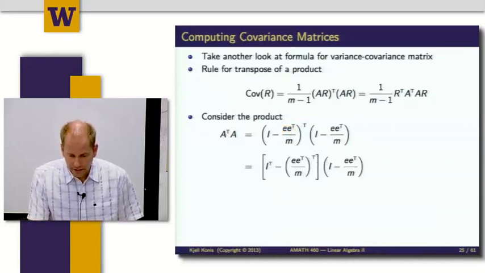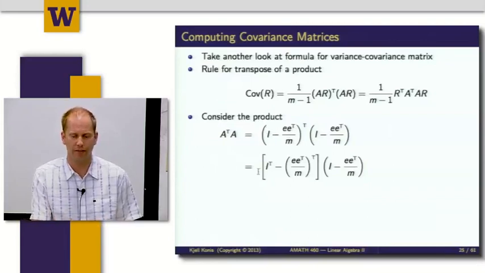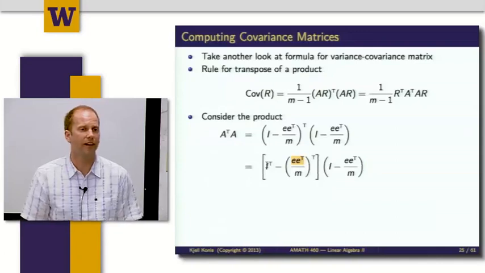So let's see if I did that. The first thing I did was take the transpose of a sum, which is just the transpose of each term in the sum. So this sum transposed becomes the identity matrix transposed minus (EE transpose over M) transposed. The identity matrix is diagonal, so it's symmetric, and its transpose is equal to itself.